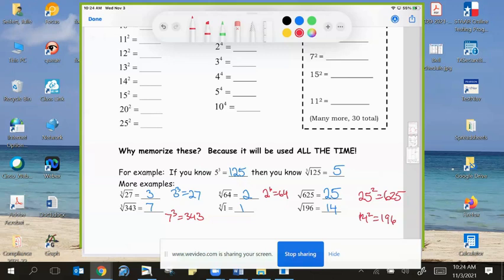So you can go backwards very easily when you know these powers. It's going to be really important as we go through the rest of Unit 4. So start studying on these now so that you're ready for that quiz.